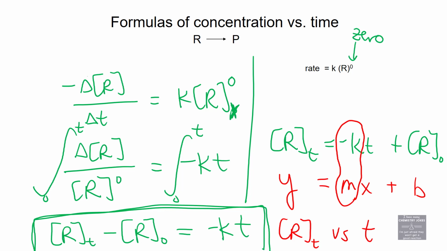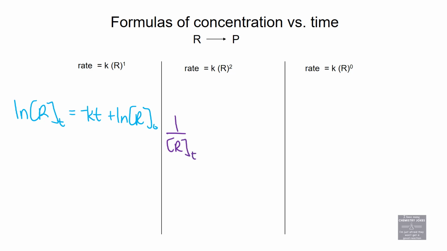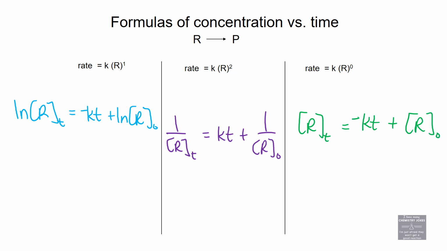Okay, what do I do with this information? The integrated rate law for a first order reaction was ln of R at time t equals negative kt plus ln of R at time 0. The second order integrated rate law was 1 over R at time t equals positive kt plus 1 over R at time 0. And the zero order reaction integrated rate law was R at time t equals negative kt plus R at time 0.